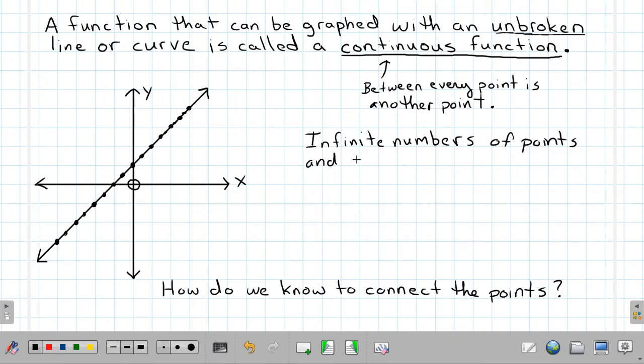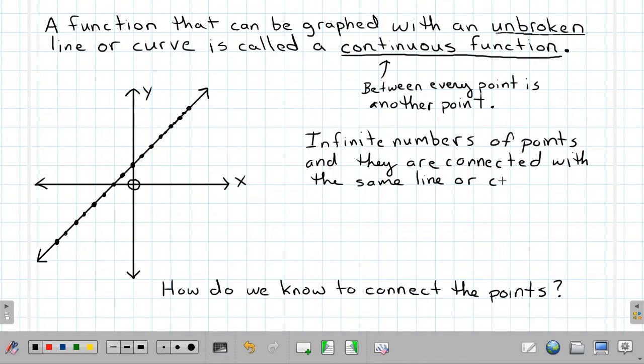So what this means is there are an infinite number of points, and they are connected with the same line or curve. Okay, so what this means is this is continuous.